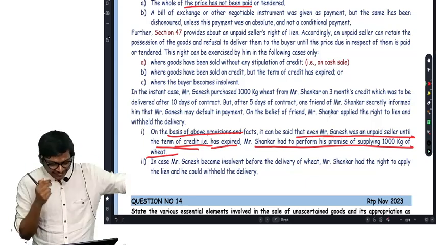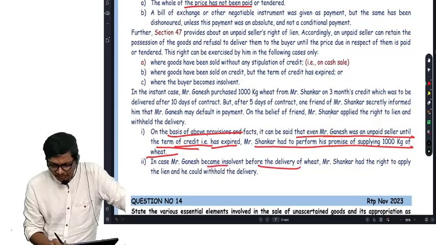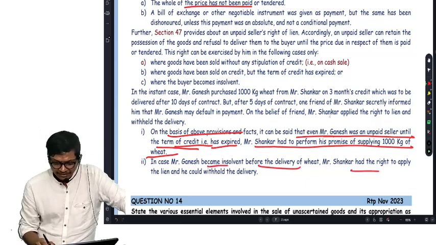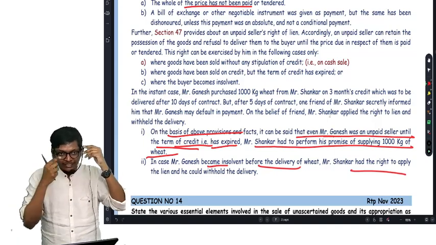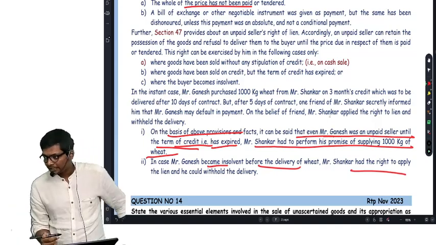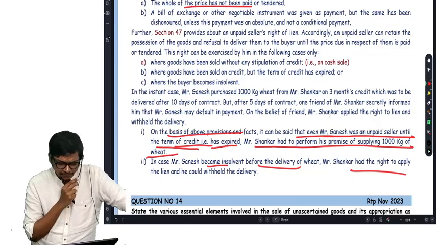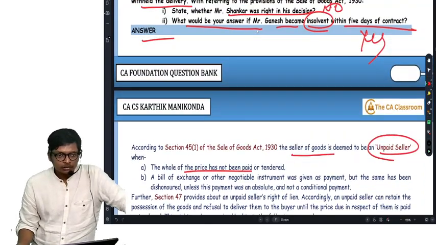Okay. Second, if Ganesh became insolvent before delivery of wheat, then he has the right to withhold the delivery because the buyer has become insolvent. Okay. Clear, guys? Understood?